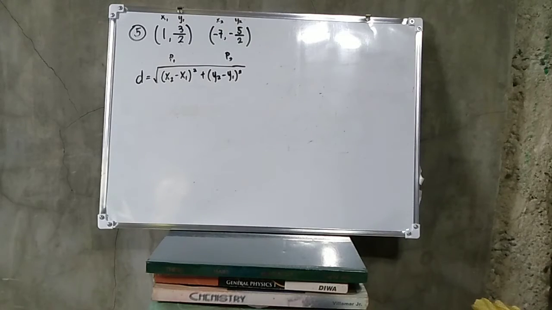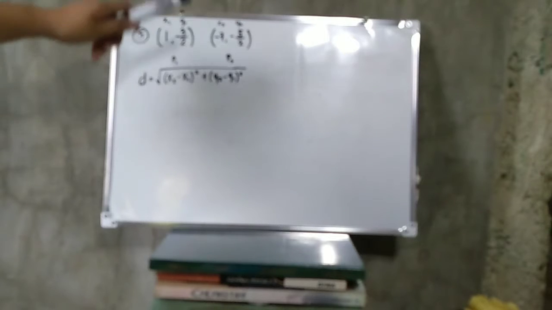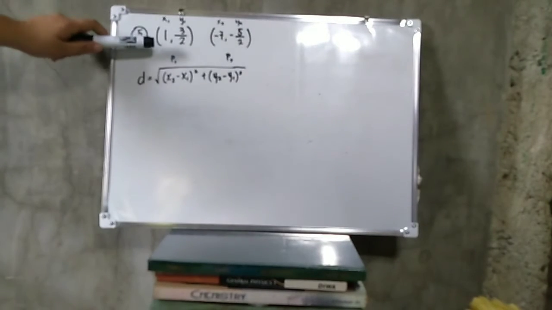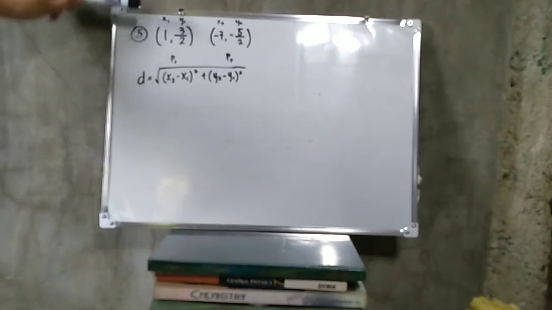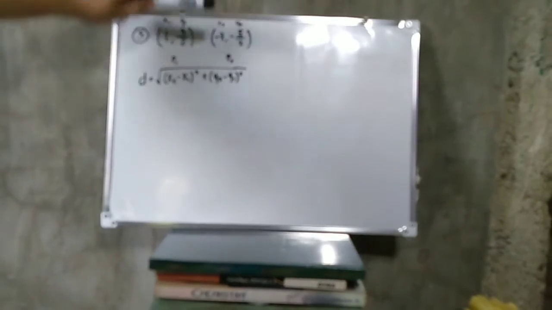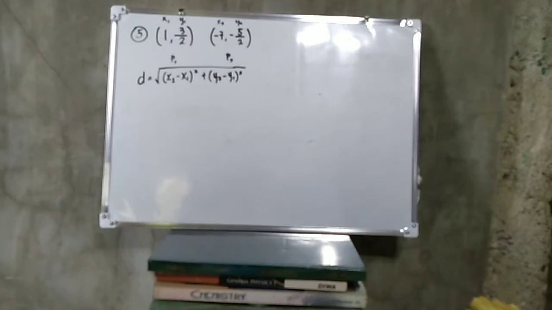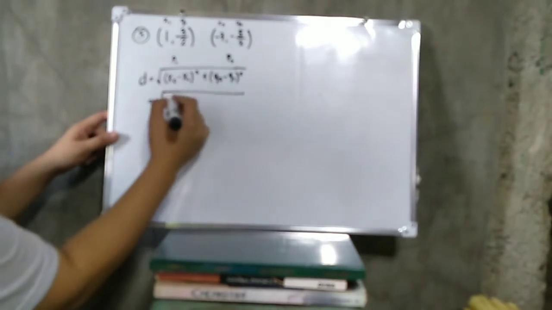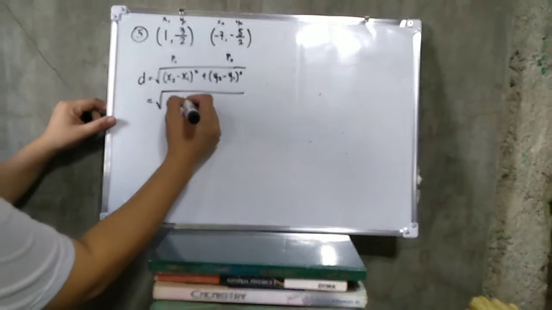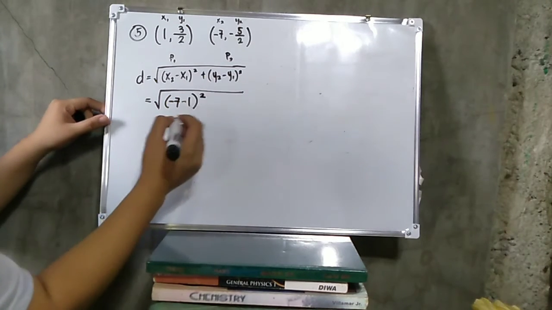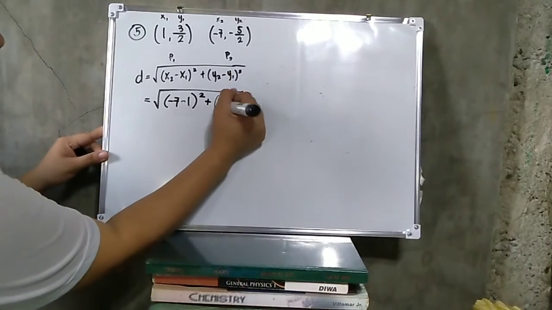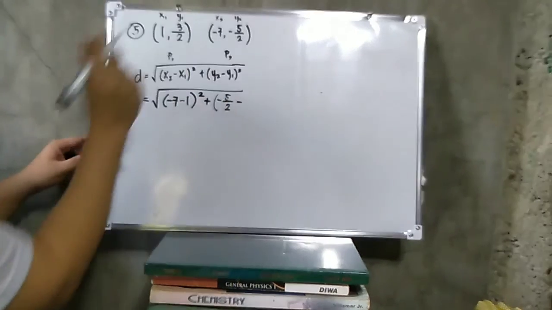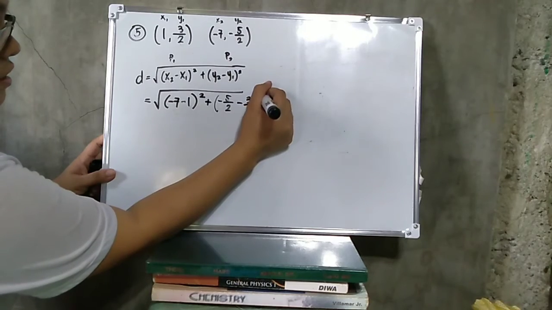So we have number 5. We have points 1 and 3 halves and negative 7 and negative 5 halves. So this is our point 1, this is our point 2. In point 1, we have here the x sub 1 and y sub 1. And point 2, this is our x sub 2 and y sub 2. The same formula, the square root of x sub 2 minus x sub 1 squared plus y sub 2 minus y sub 1 squared. Then let's substitute the numbers. We have x sub 2, negative 7, and x sub 1, we have then minus 1 squared, plus y sub 2, we have negative 5 halves, minus y sub 1, we have 3 halves squared.